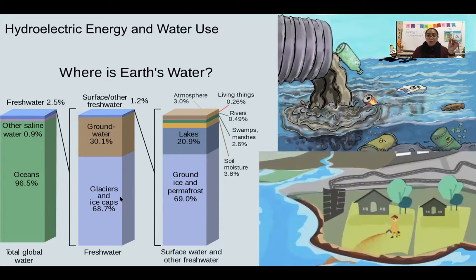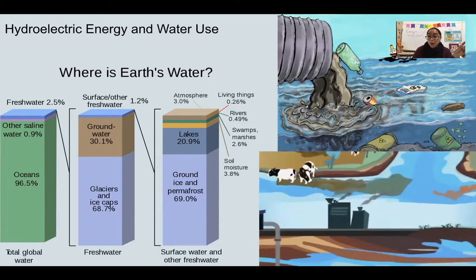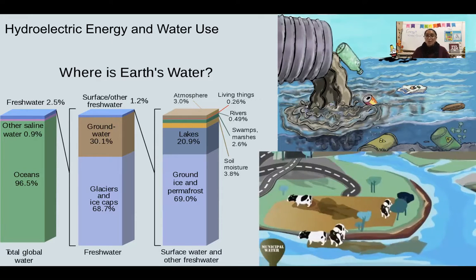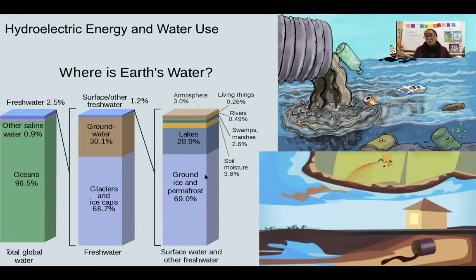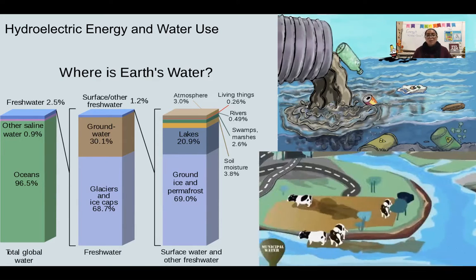So even though we start off with a super small percentage of fresh water, and an even smaller percentage of that fresh water is what we can actually use. So even though we are the blue planet, we have tons of water, not a lot of it is actually able for us to use.